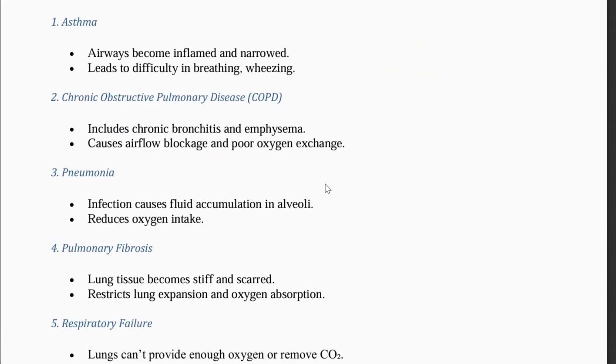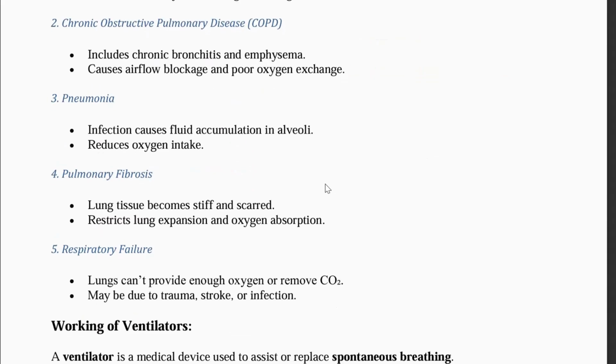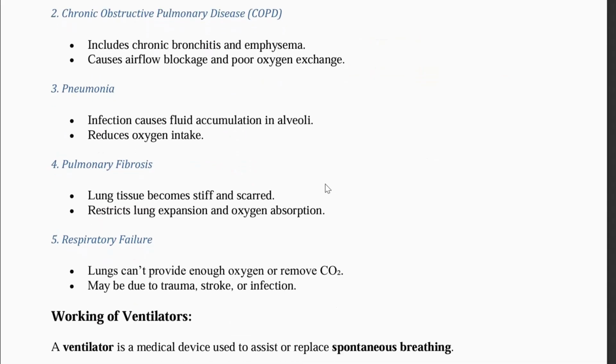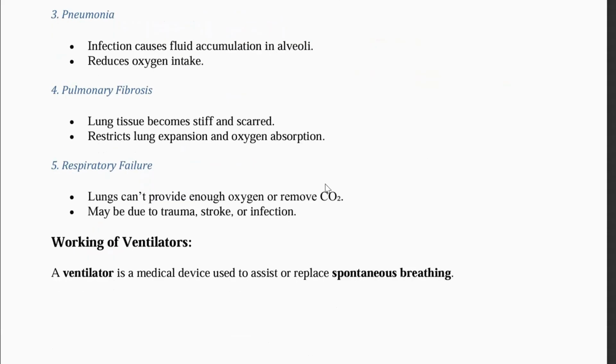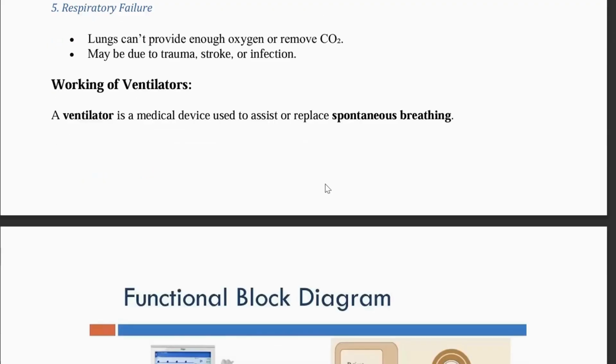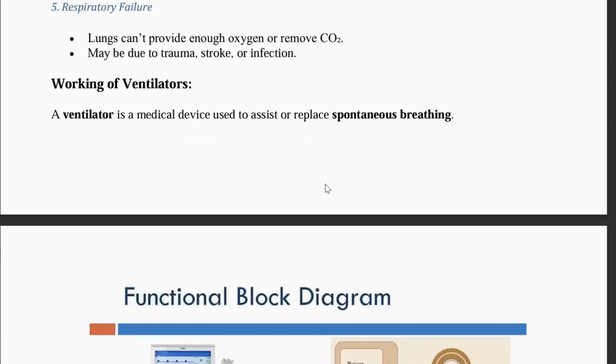Next, pneumonia. Here, infection causes fluid accumulation in the alveoli. It reduces the oxygen intake. Pulmonary fibrosis. Here, the lung tissue becomes stiff and scarred. It restricts lung expansion and oxygen absorption. Respiratory failure. Here, the lungs cannot provide enough oxygen or remove the carbon dioxide, maybe due to trauma, stroke, or infection.